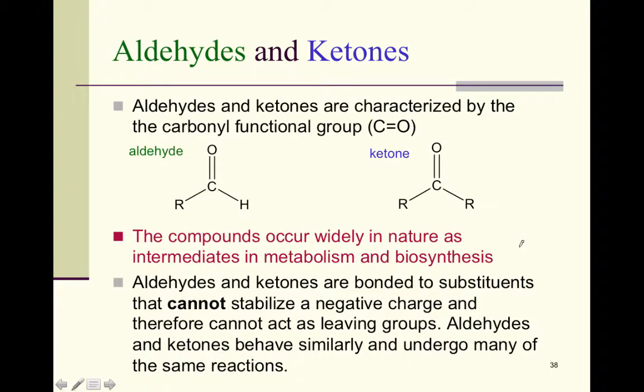Now, aldehydes and ketones, in every organic textbook, they're always separated from the other carbonyl groups. And that's because aldehydes and ketones are bonded to substituents that cannot stabilize a negative charge and therefore cannot act as leaving groups. What is meant by that is on the left side or right side of this carbonyl group in the ketone that I'm showing you here, you only have carbons to the left or to the right, just carbons. You don't have something more electronegative as you do, for example, in esters or amides, where you have a nitrogen or you have an oxygen. So keep that in mind. That's why these are separate. You have just hydrocarbons on the left or right, and those cannot stabilize a negative charge. And aldehydes and ketones behave very similar, so we'll be taking a look at those together.